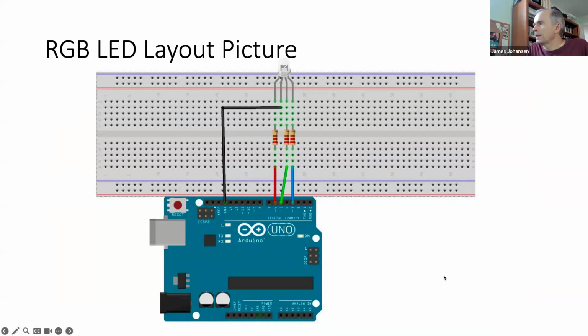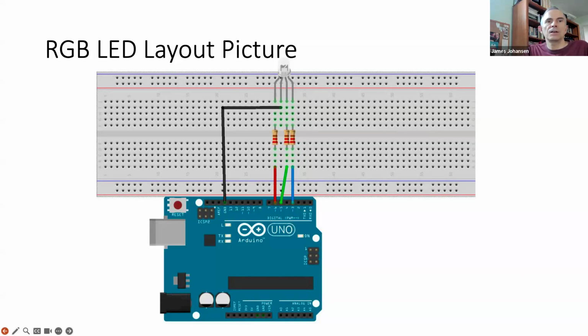So any comments or questions on this? What's the black wire for? This is ground. This is something that engineers are going to be more familiar with.